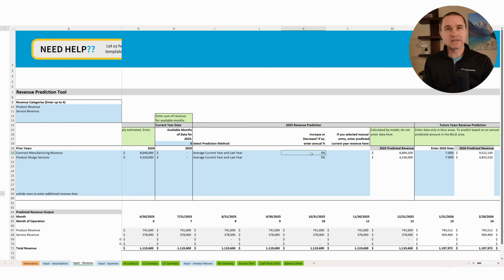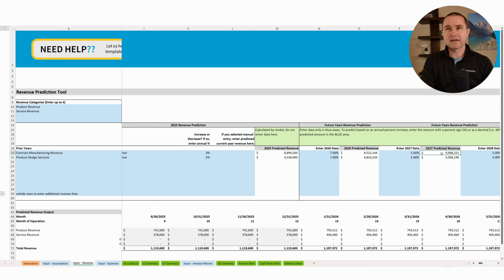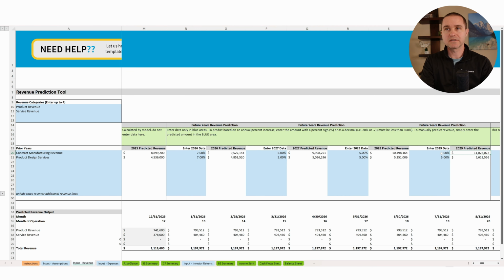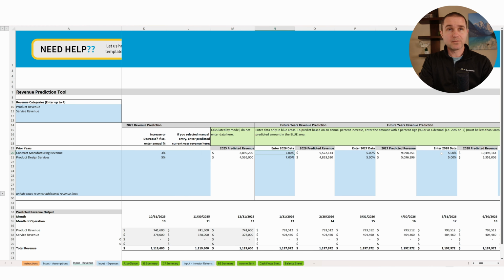And we're going to increase that revenue by this percentage, so 3%. Now, if you want to decrease it, you could put a negative percentage in here as well. And then based on that, this is a calculation. It's going to take 2024 revenue and apply that 3% growth rate to come up with 2025 projected revenue. And then from there, in each of the following years, you can set a projected increase or decrease, a percentage in revenue.